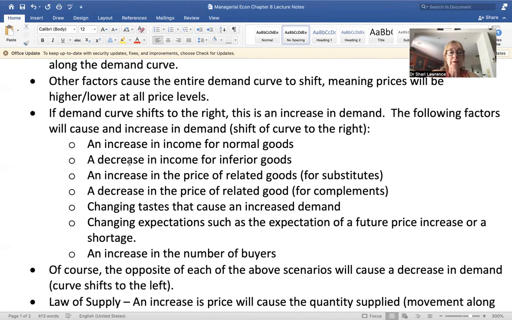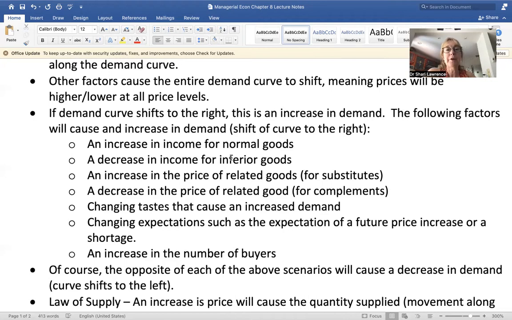A decrease in income, wait a second. Okay, so if your income goes down, demand is going to go up for inferior goods. So an inferior good is like things that you don't buy when you have more money. So if your income goes down, you're going to probably buy more generic products. You might buy ramen, you might buy Spam, you might buy really cheap brands. So that's considered an inferior good.